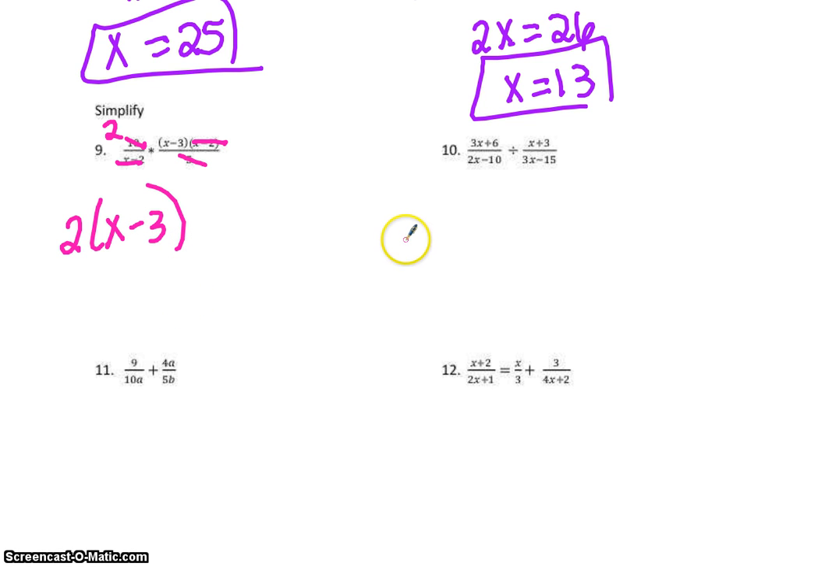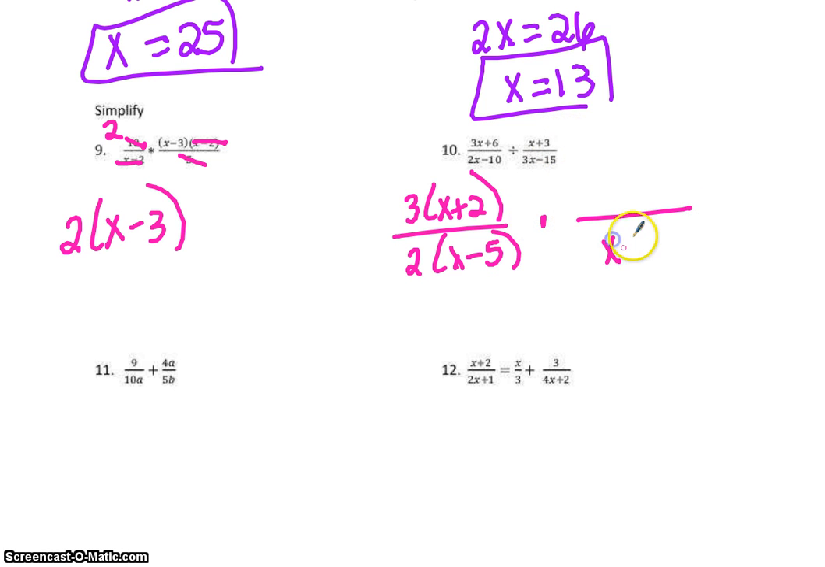On number 10, you're going to have to factor each part before you can cancel. 3x plus 6, you can pull a 3 out, and it leaves you x plus 2. Over 2x minus 10, you can pull a 2 out, and it leaves you x minus 5. Division means leave, change, flip, so let's go ahead and change it to multiplication and flip it. X plus 3 goes to the bottom.